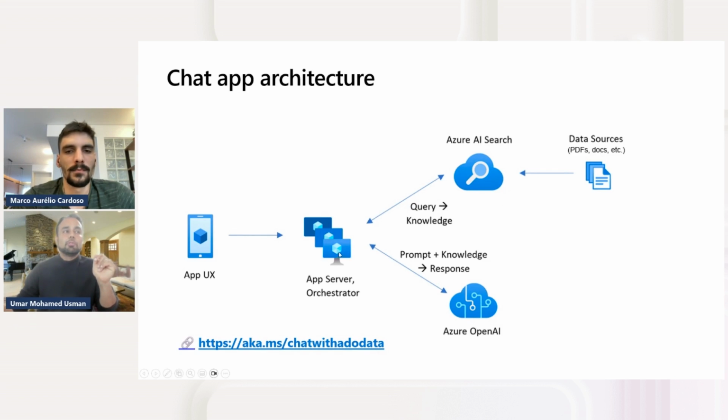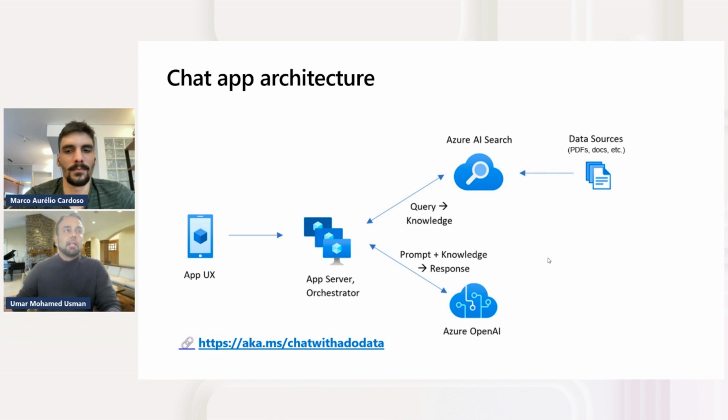Now, when a user comes and asks a question, we deploy a chat app on an app service. The chat app will take the question and pass it on to Azure AI Search to retrieve the relevant knowledge. Once the knowledge is available, it gives it to Azure OpenAI and lets it answer that question. So this is at a high level. This is a common pattern we will be seeing along the way today.